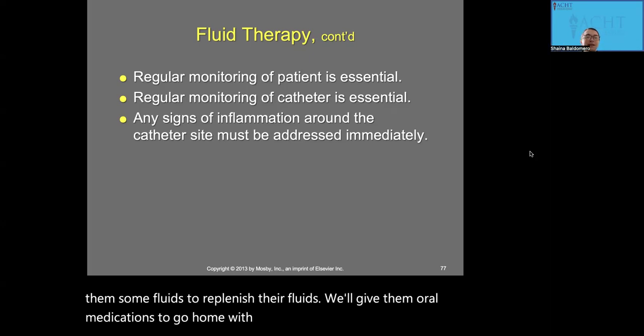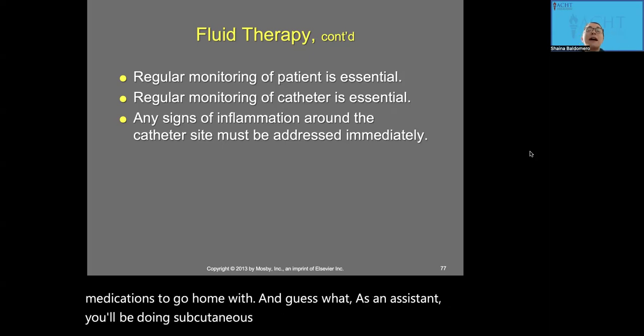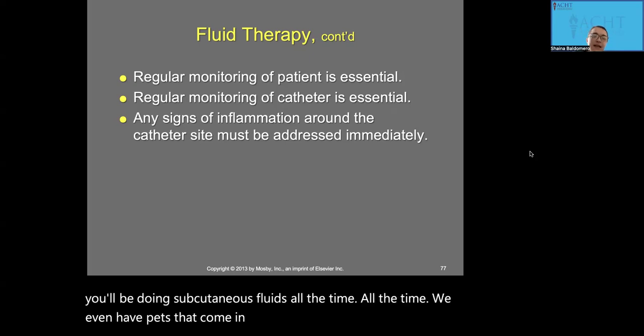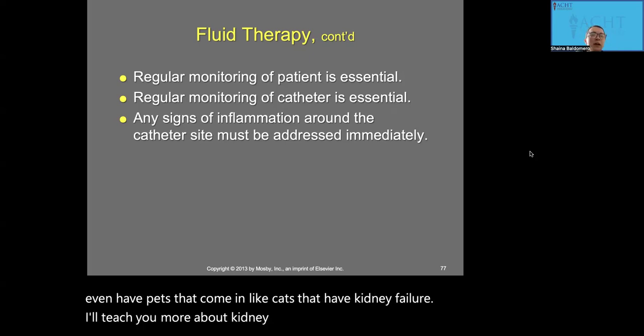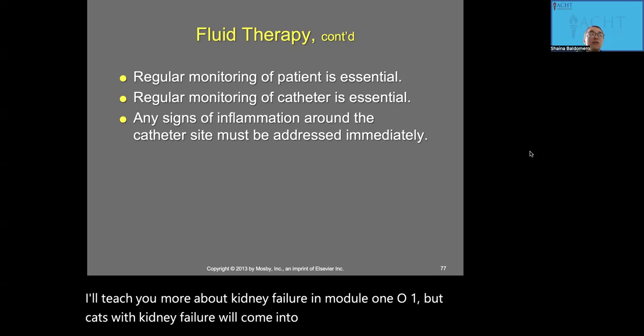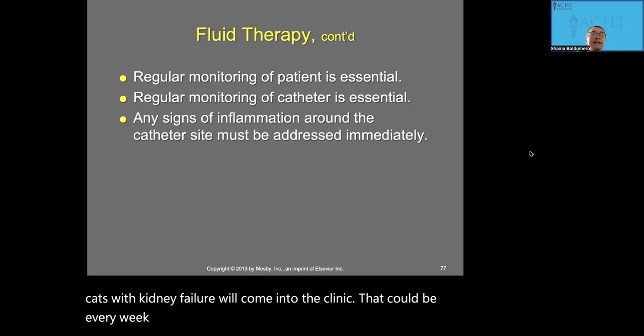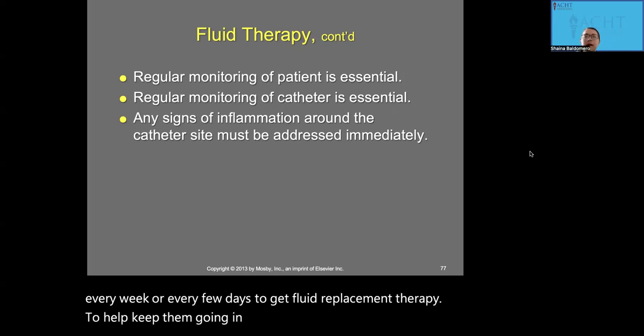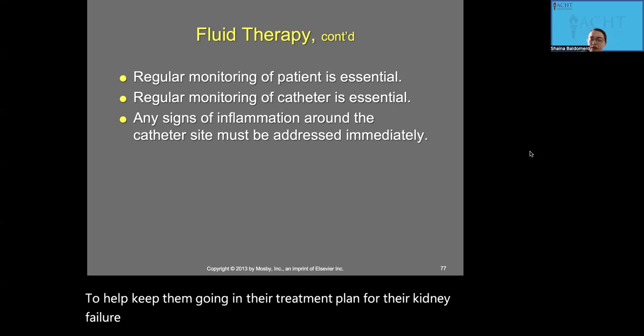And guess what? As an assistant, you'll be doing subcutaneous fluids all the time. We even have pets that come in, like cats that have kidney failure. I'll teach you more about kidney failure in Module 101, but cats with kidney failure will come into the clinic, that could be every week or every few days, to get fluid replacement therapy to help keep them going in their treatment plan for their kidney failure. So it's a common thing that you're going to see.